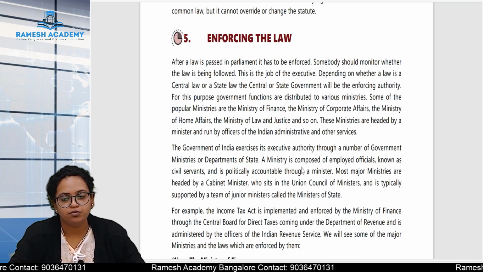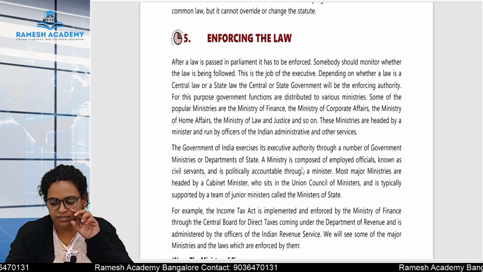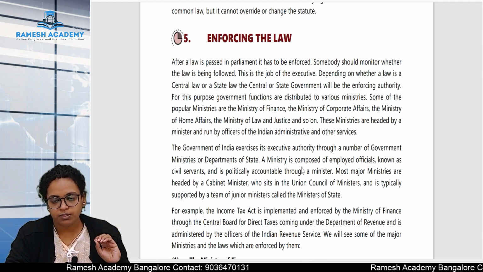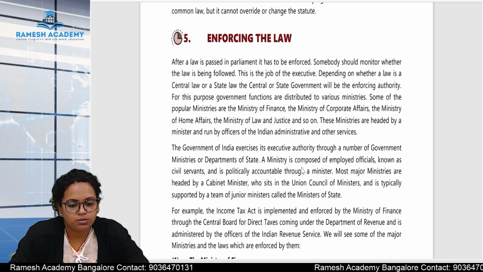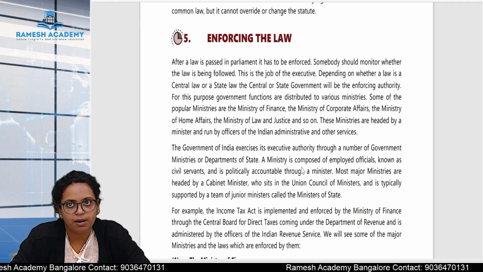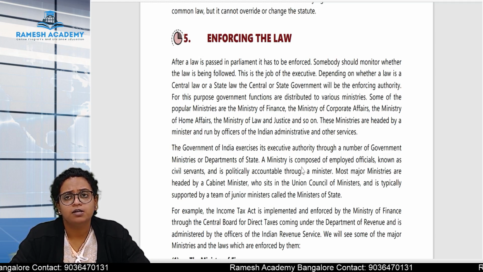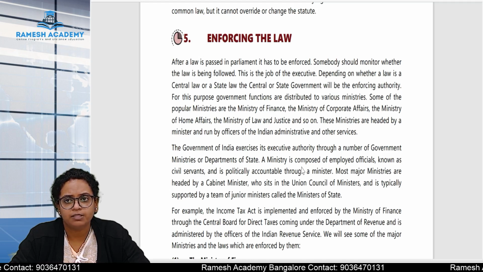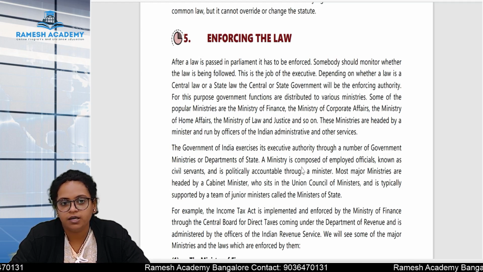Now what is enforcing? Enforcing is nothing but compelling someone to follow the instructions in a certain way. Once the law is passed in the parliament, if you don't enforce it, then there's no purpose of that law, right?